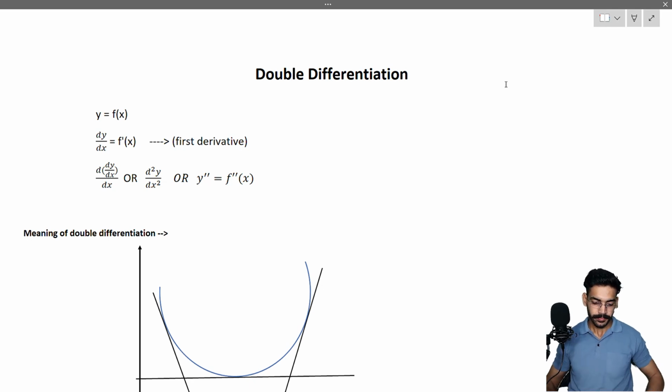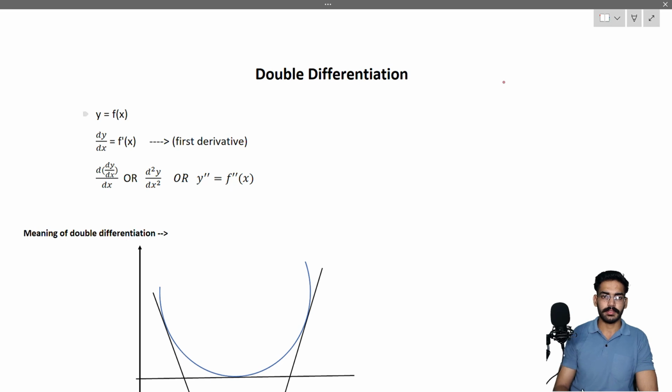Okay, so let's start ahead by understanding what is double differentiation. If we take y equal to f(x), then the first derivative, when we differentiate for the first time, you will get dy by dx equal to f dash x, right? Now what if I differentiate it again? I differentiate this dy by dx with respect to x.